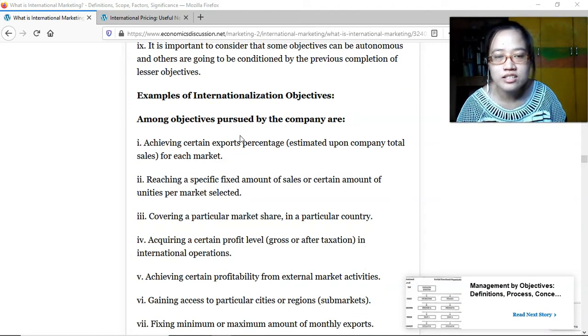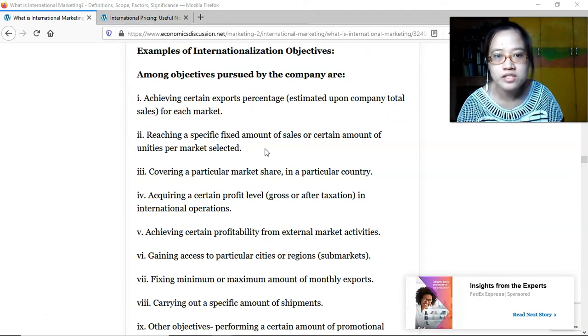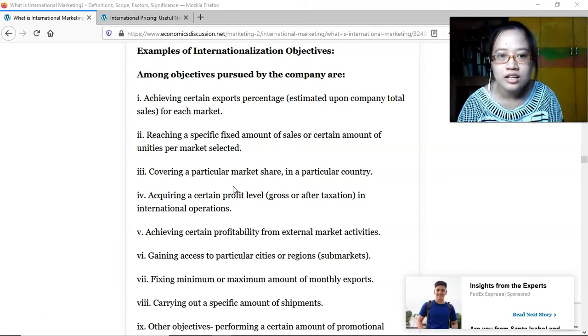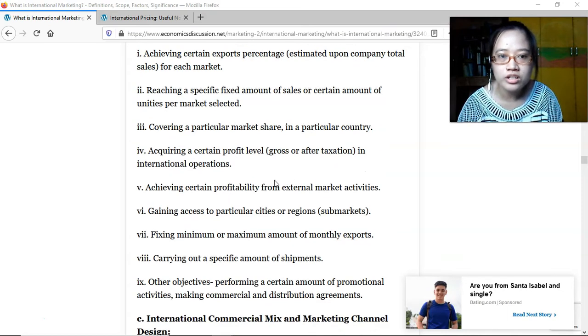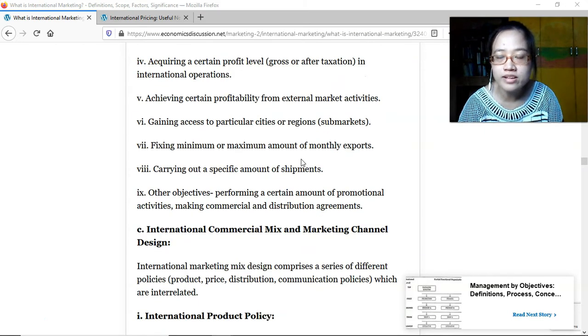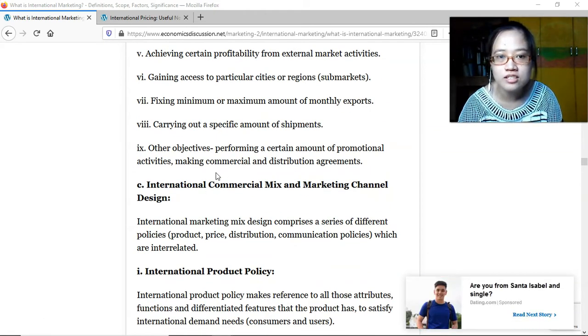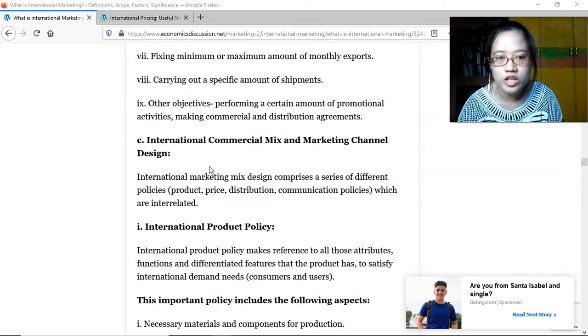Examples of internationalization objectives: achieving a certain exports percentage, reaching a specific fixed amount of sales or a certain amount of units per market selected, covering a particular market share in a particular country, acquiring a certain profit level, gross or after taxation, achieving certain profitability, gaining access to particular cities or regions, fixing a minimum or maximum amount of monthly exports, carrying out specific amounts of shipments. Other objectives: performing a certain amount of promotional activities, making commercial and distribution agreements. Okay, so those are some of the objectives.